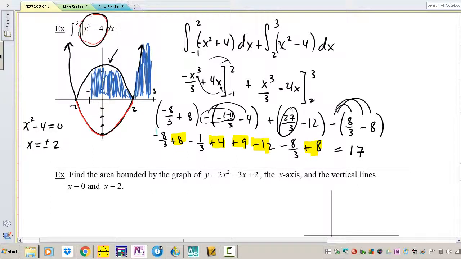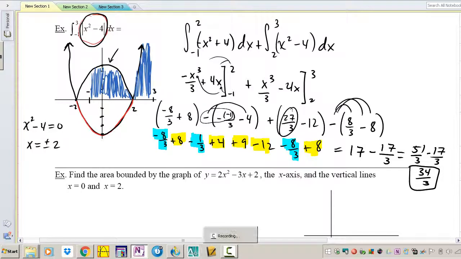And then let's do the fractions. If I'm going too fast, you guys can just pause the video and repeat. A negative 8 thirds take away a 1 third is 9 thirds. Take away 8 thirds more is 17 thirds. So now I have 51 over 3, take away 17 thirds, and that is, I think, 34 over 3. And that would be your answer.